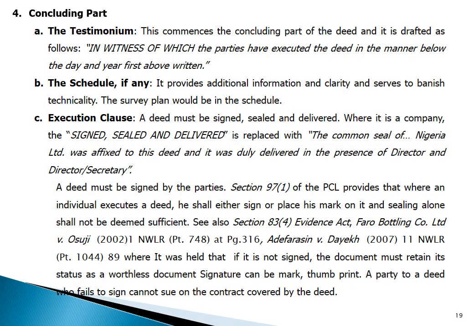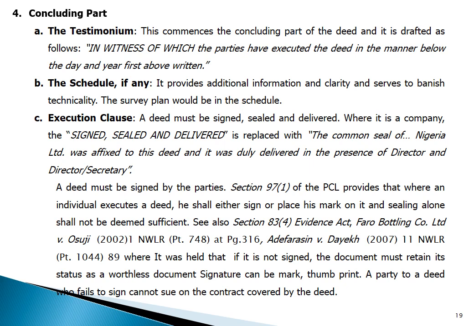For the concluding part, this includes A. The testimonium. The testimonium commences the concluding part of the deed, and it is drafted as follows: in witness whereof the parties have executed the deed in the manner below the date first above written. B. The schedule, if any. It provides additional information and clarity and serves to banish technicality. The survey plan will be in the schedule.